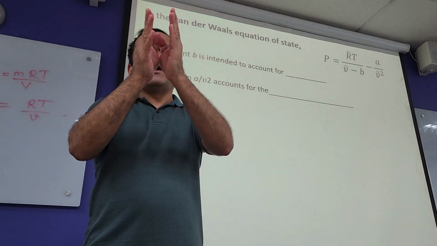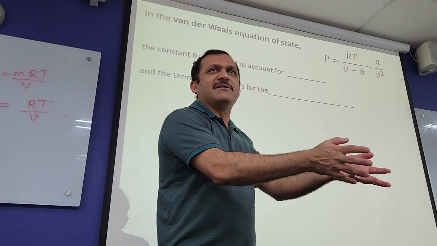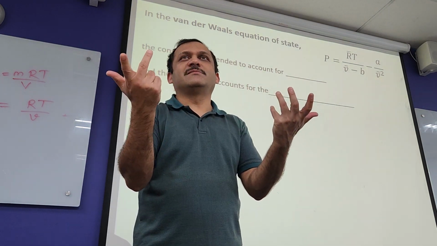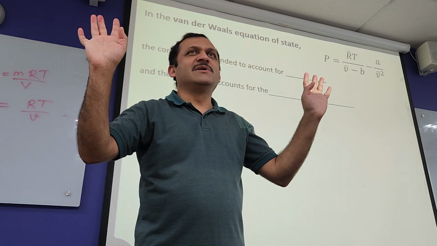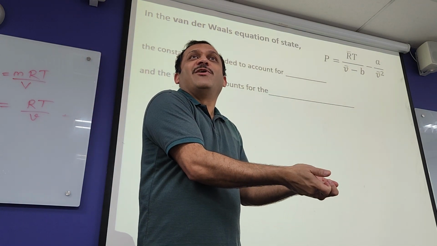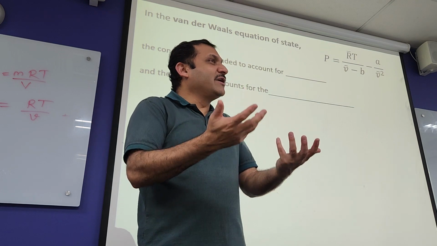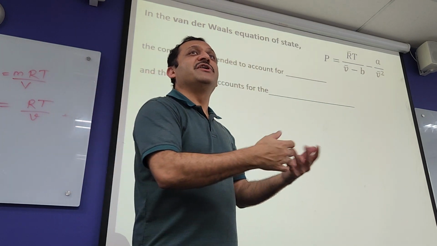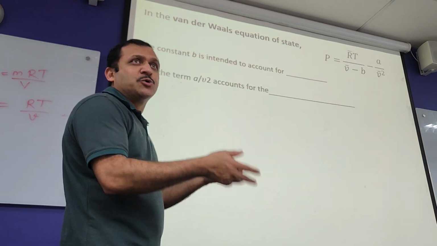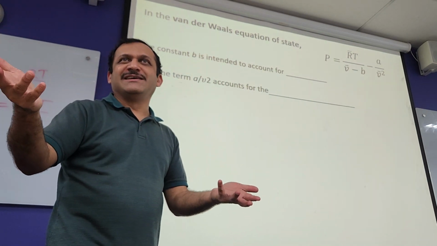What's the difference between an ideal behavior and the real behavior? What happens to the volume? An ideal particle doesn't occupy any volume. Real has got some finite volume. Molecular interactions: ideal, they don't have any molecular interaction. Real, they do. So those A and B should represent one of those two things.